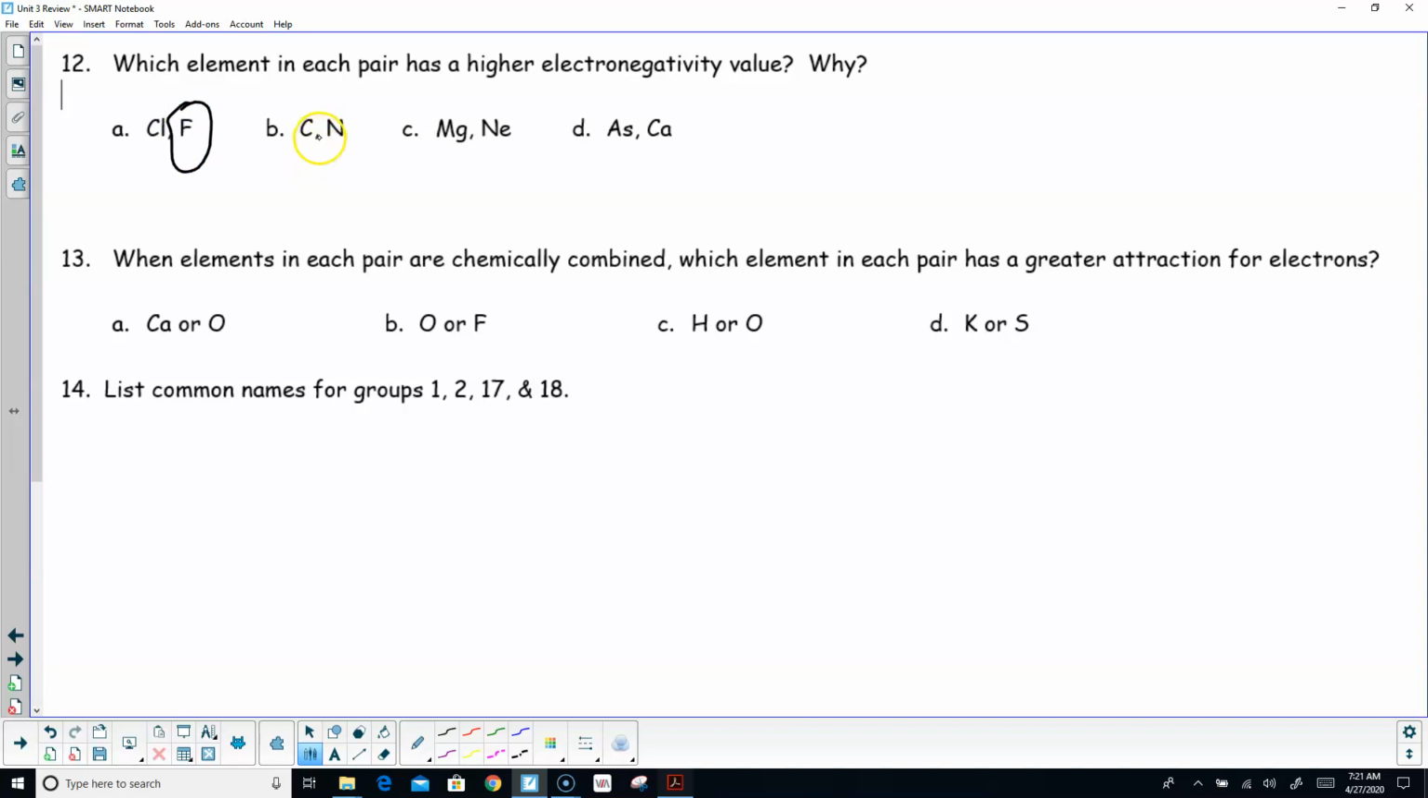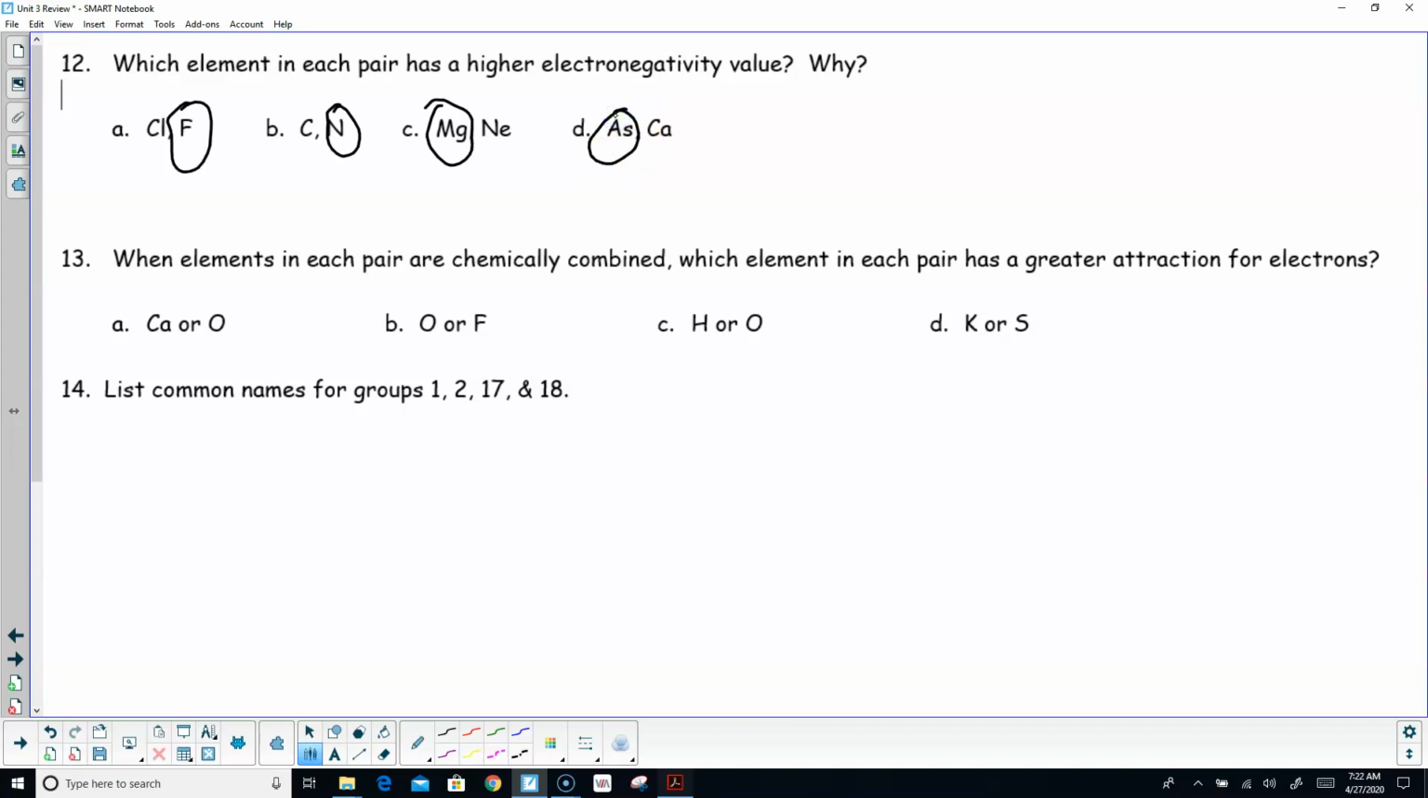Carbon or nitrogen? Nitrogen. Magnesium or neon? This is the only one that's maybe slightly tricky. It's going to be magnesium. Even though neon sits right next to fluorine, neon has its perfect collection, its perfect 8. It has 8 valence electrons. It doesn't want to attract any more. Arsenic or calcium? That would be arsenic.